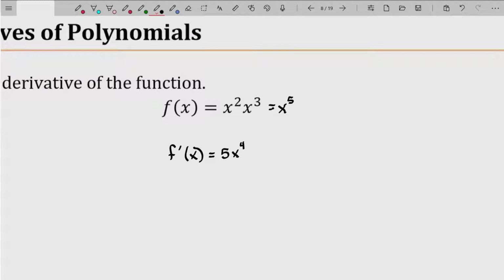Done. By the way, again, notice that this is not the derivative of x squared, which is 2x to the first, times the derivative of x cubed, which is 3x to the second. It is totally not that. Completely different numbers. So that's just to illustrate why taking the derivatives of each factor within that product is not the same as the actual true derivative.